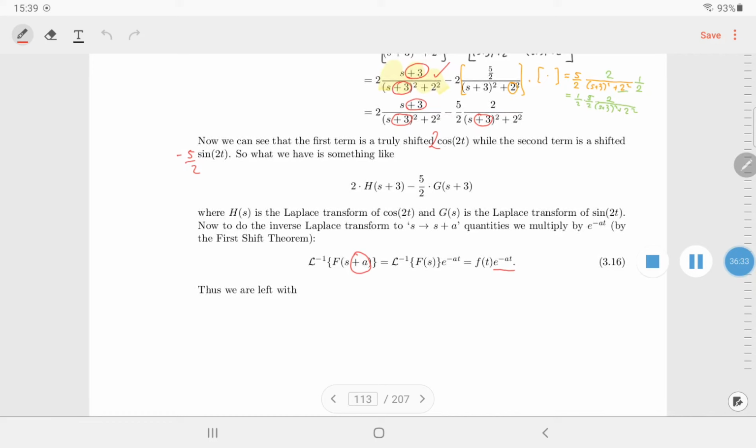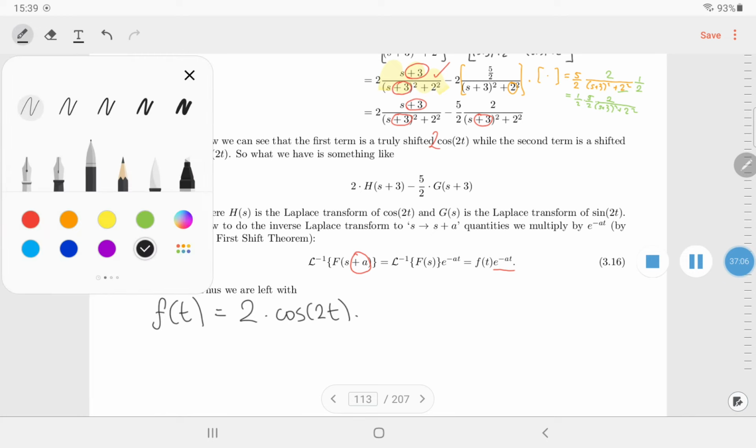So what am I looking at now? I'm looking at that. So that will go back to little f of t. Fix the 2. So the next term, it's a shifted cos 2t. So what does the formula say? It says if you've got a shifted thing, you bring it back as normal. So that's the cos 2t. But because it's shifted from s to s plus 3, you multiply by e to the minus 3t.